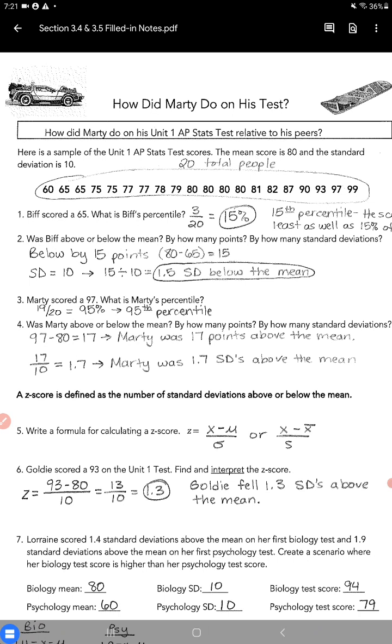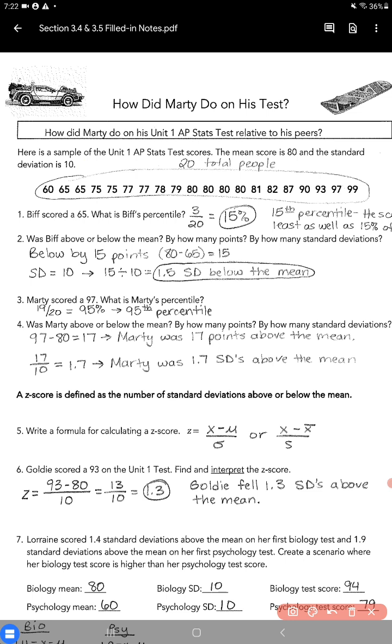So on question number 1, it gives us a data set, and it says Biff scored a 65 on his test. What is Biff's percentile? So if I look at where 65 is, Biff would have fallen right here. So he did at least as well as 3 people in the class. Well, since there are 20 people in this class, 3 out of 20 is 15%. So he did at least as well as 15% of the people in the class, so he is in the 15th percentile.